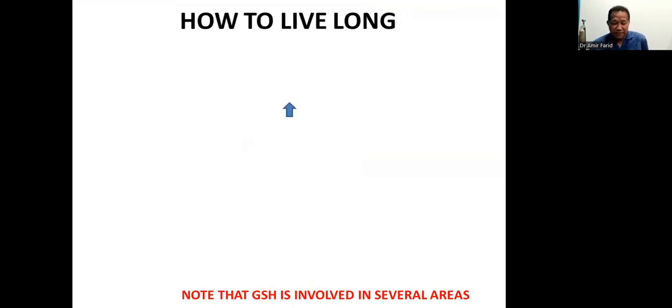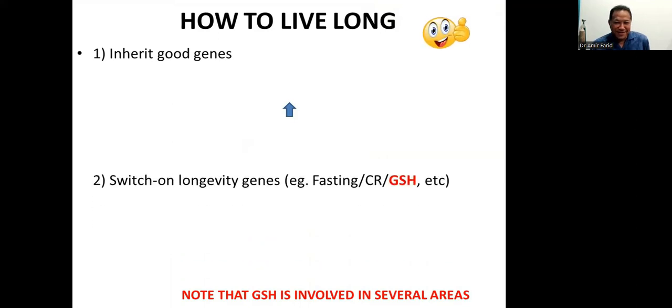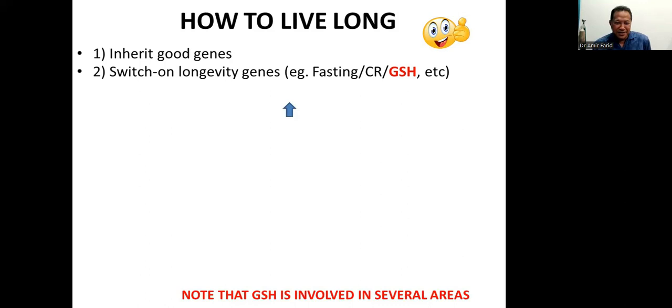Okay, so from the knowledge that we have, here are some tips on how to live long. Number one, make sure you inherit good genes. You choose your parents who live long. Number two, do things that can switch on the longevity genes. Some are lucky to have plenty of longevity genes, but if they have a poor lifestyle, these genes are not switched on. But even if you don't have many longevity genes, if you do things that switch on these longevity genes, you may be better off than the first person. And how to switch on the longevity genes? Fasting, calorie restriction, and making sure you have plenty of glutathione.